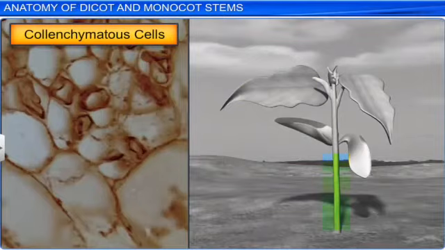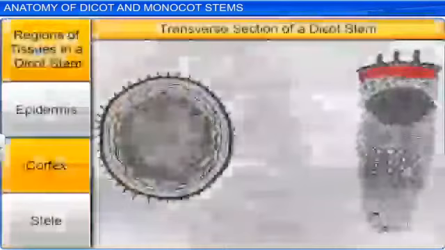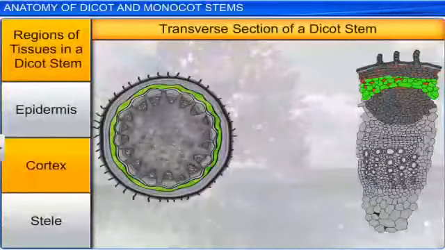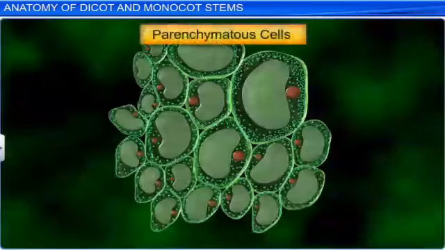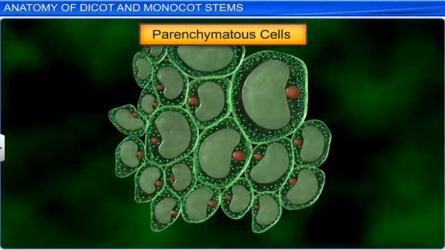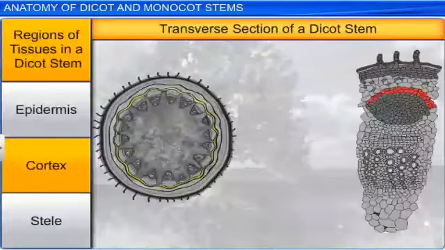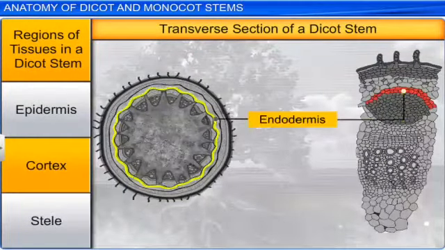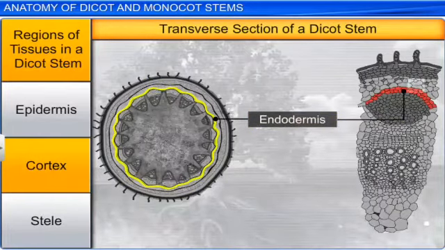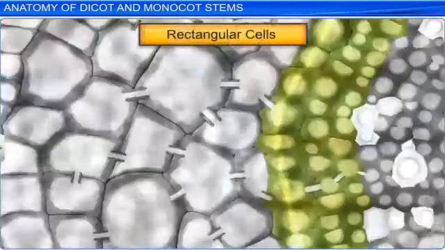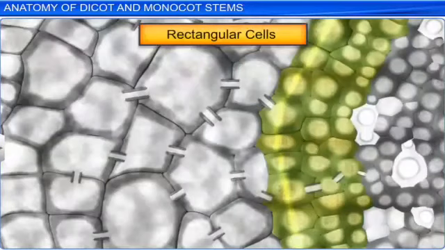These cells strengthen the young stem of a plant. Below the hypodermis are cortical layers of round and thin-walled parenchymatous cells with intercellular spaces. The third or the innermost zone of the cortex is known as the endodermis. It is a single layer of tightly packed rectangular cells which are rich in starch grains. Therefore, this layer is also known as the starch sheath.